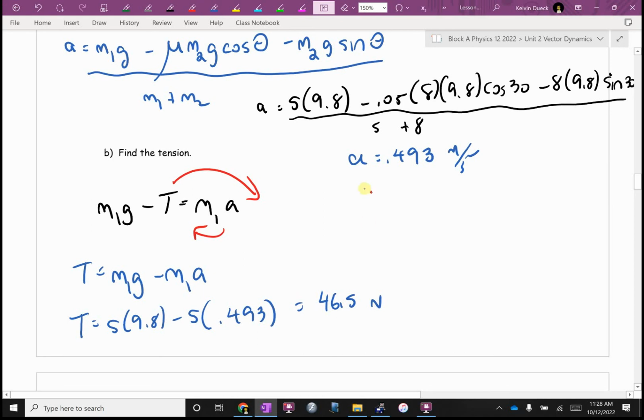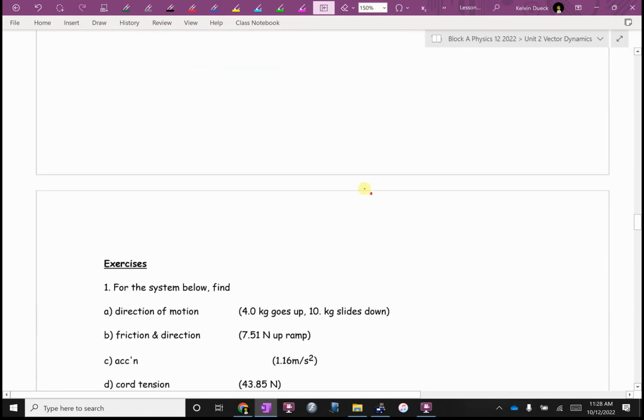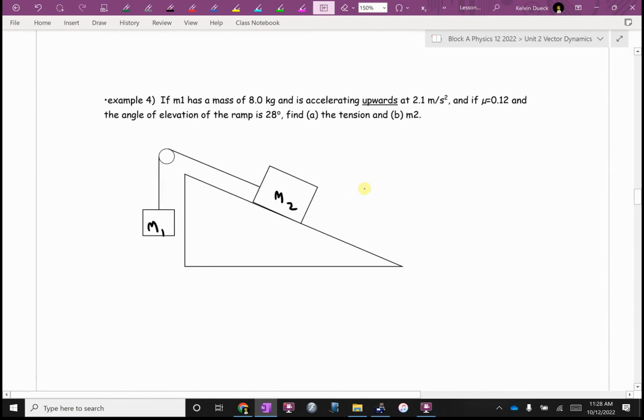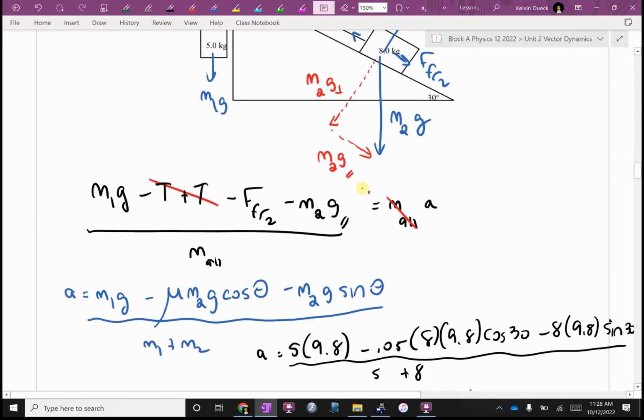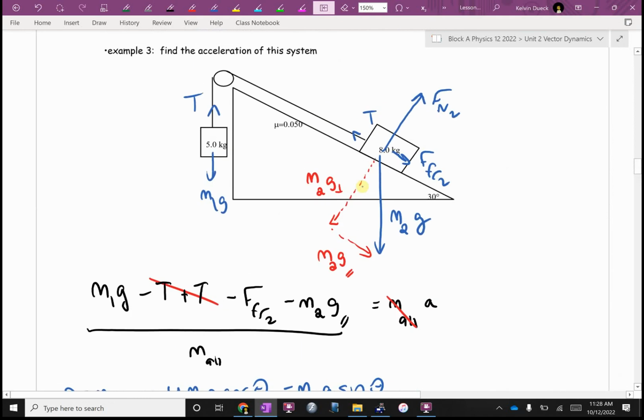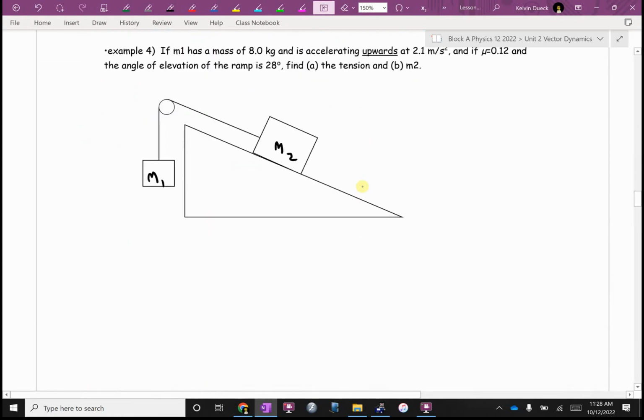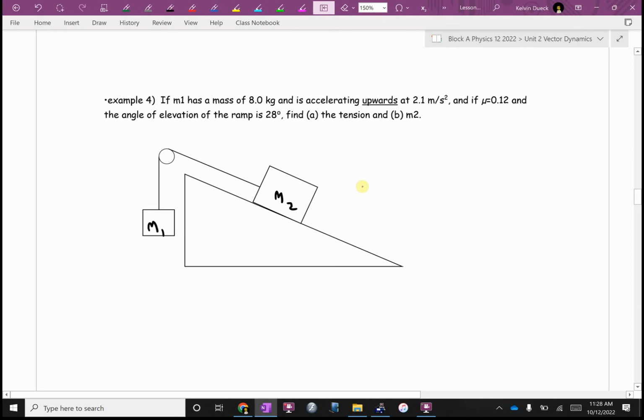I would consider this B plus, A minus, which leads to the obvious question, right? What would I consider A plus? Lena, I'm sorry, but Atwood machine with a ramp and a missing mass! Because B says find M2.